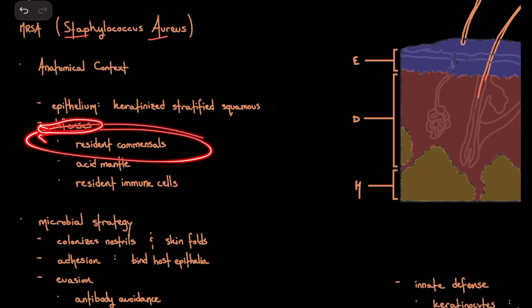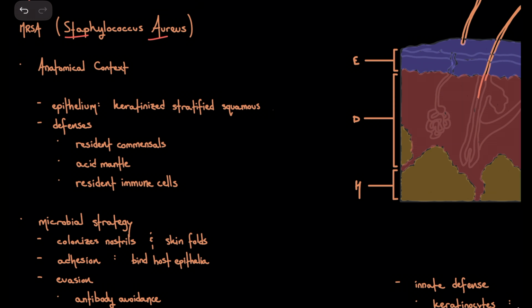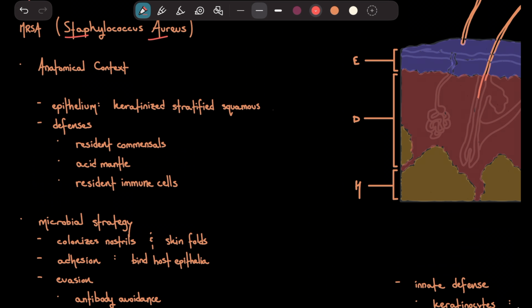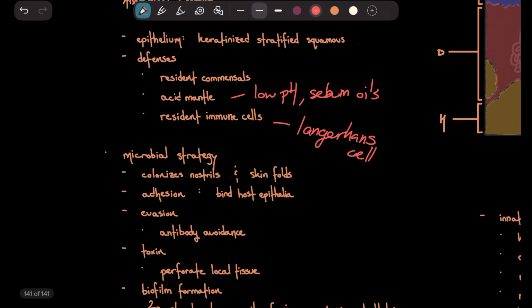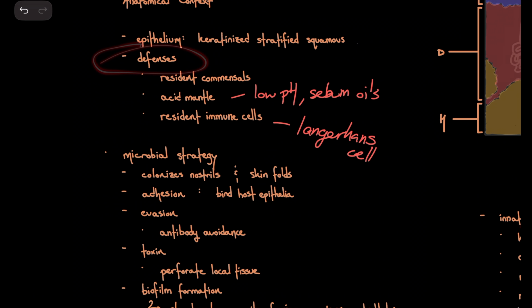We have our resident microbiome defending us, right? All of those bacteria that are hopefully secreting some compounds to help us. Our acid mantle, so the low pH, and the sebum oils, all that good stuff. And then our resident immune cells, right? Think about what was the macrophage or the dendritic cell that likes hanging out in the epidermis? Starts with an L. That was the Langerhans cell. Very helpful. So those guys are our innate defenses and hopefully stop this before it can even get going.